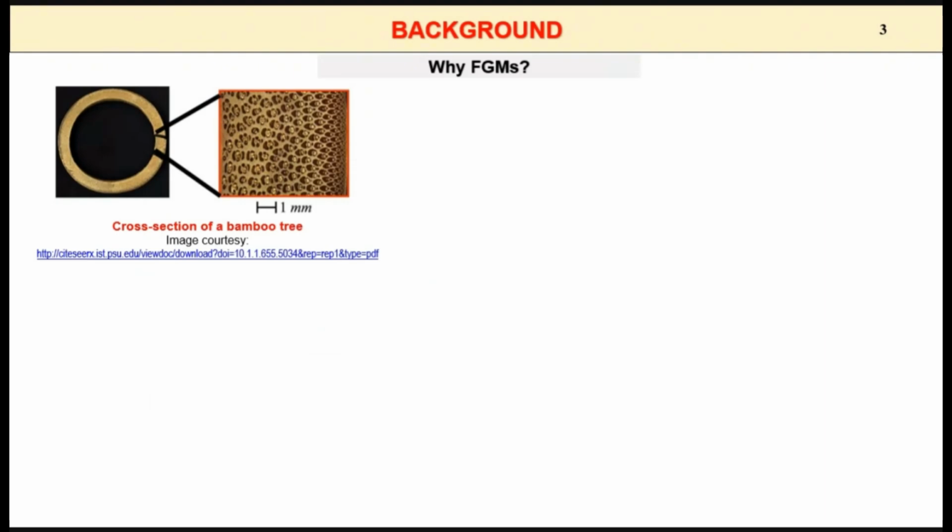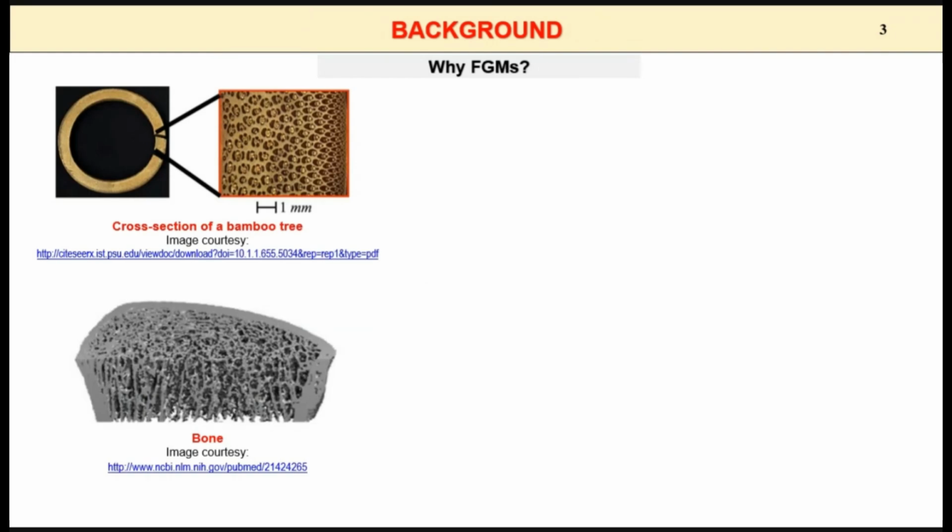So why are we using this FGM? As we know, in nature, we already have FGM, that is, functionally graded material. If we take the example of bamboo, here the fiber is denser, and as we move from the outer radius, the density of the fiber is decreasing.